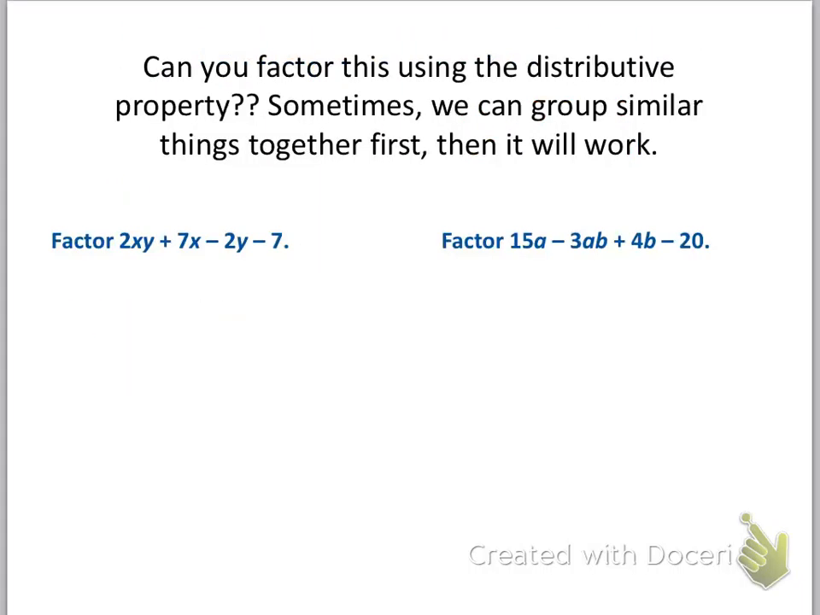All right, now these get a little bit more complicated here. We can use the distributive property to factor this, but we need to group similar things together first. So in looking at this first problem here, if I group together the first two items and look for a common factor, I see a common factor of x. And I'm going to group the last two things together. And here, the only thing I see a common factor of is a negative. So let's get rid of that negative.